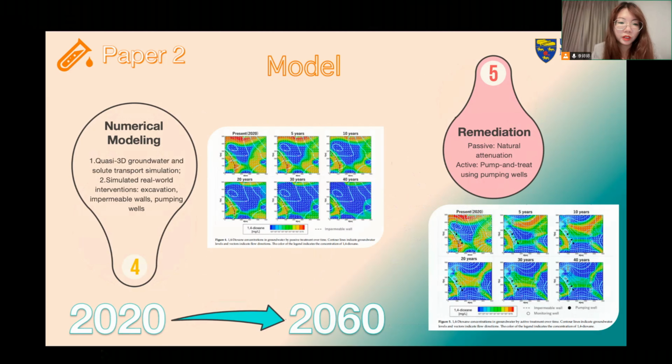This model is numerical modeling, processing underground water and transport simulation. It simulated real-world interventions: impermeable walls, pumping walls, and remediation, including passive natural attenuation and active pump-and-treat using pumping wells. This model runs from 2020 to 2060. It's about 40 years. The situation will get better.